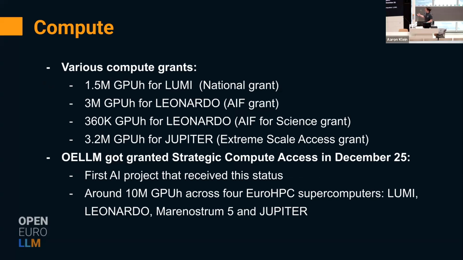And we have access to it through various compute grants, not just Jupiter, also other machines like Leonardo or Lumi. And what I'm particularly excited about is that we also got last year the strategic compute access, or the strategic relevant status, which gives us essentially access to 5% of each of those supercomputers. So it amounts to roughly 10 million GPU hours. So in total, as of today, we have around 20 million GPU hours, which is like millions of euros worth of compute, right?